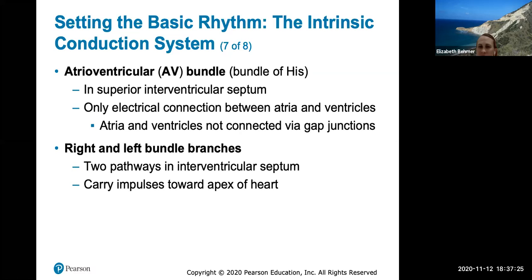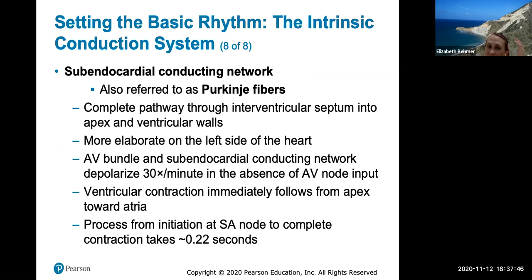It's in the superior interventricular wall, so in the wall that goes between the ventricles. It's the only electrical connection between the atria and the ventricles. And then from here, the AV bundle will separate into right and left bundle branches. So two pathways in your interventricular septum, which will carry impulses toward the apex of the heart.